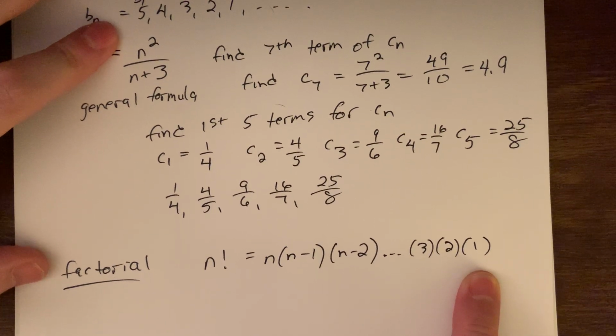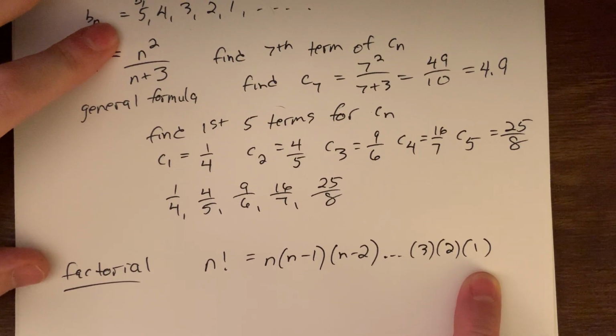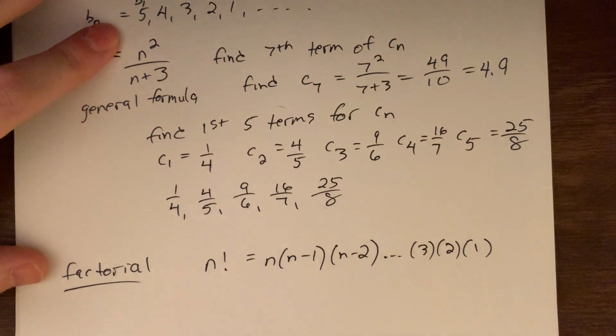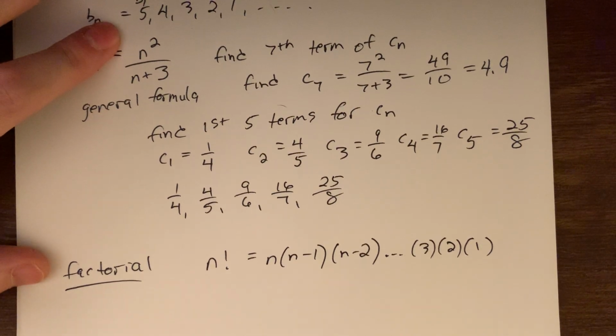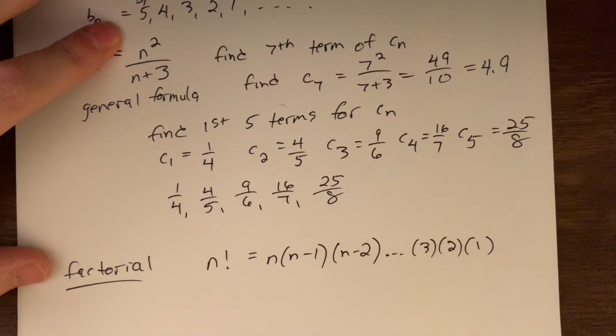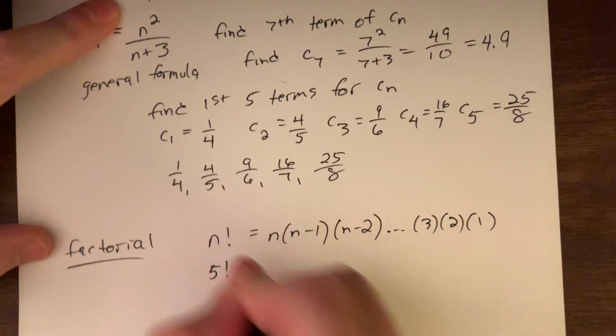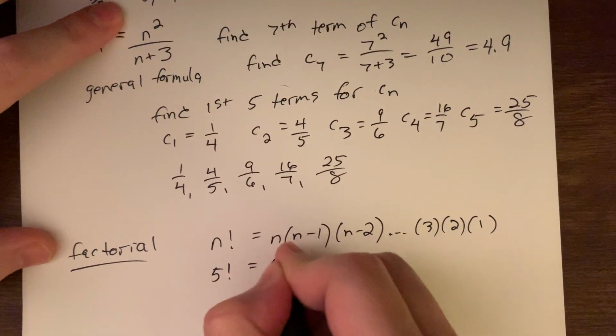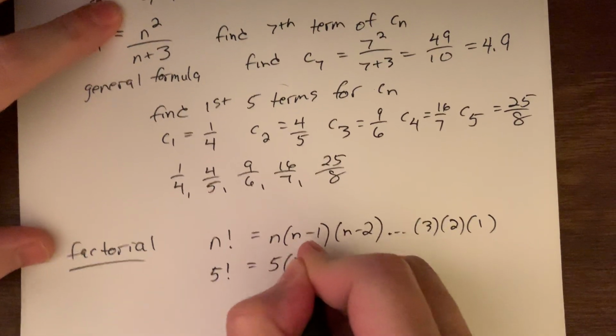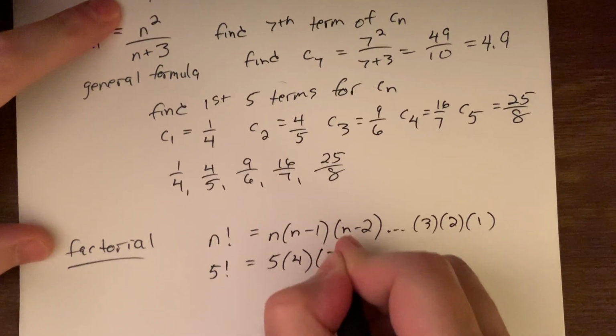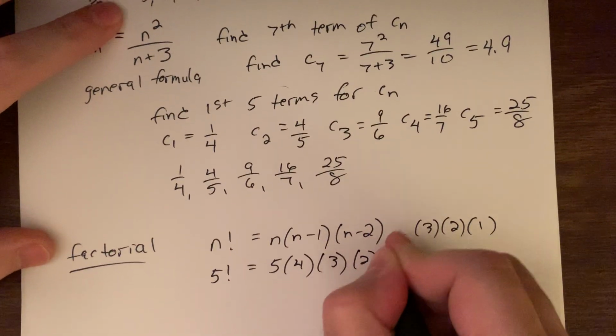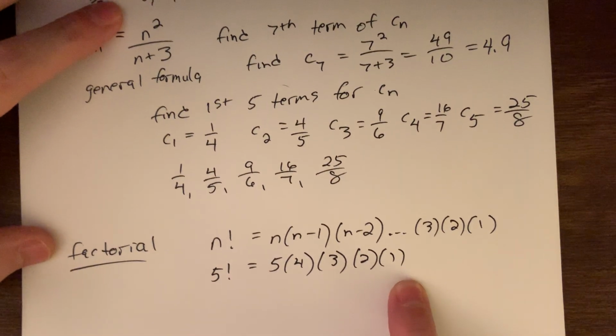So this only makes sense if you're applying this idea to whole numbers, positive whole numbers. If you did this with negative numbers and kept subtracting, this would go on forever. Same thing with any fractional or decimal values. But if I told you to find 5 factorial, well, that would be 5 times 5 minus 1 times 5 minus 2. And again, I just keep going down until I get to 1.